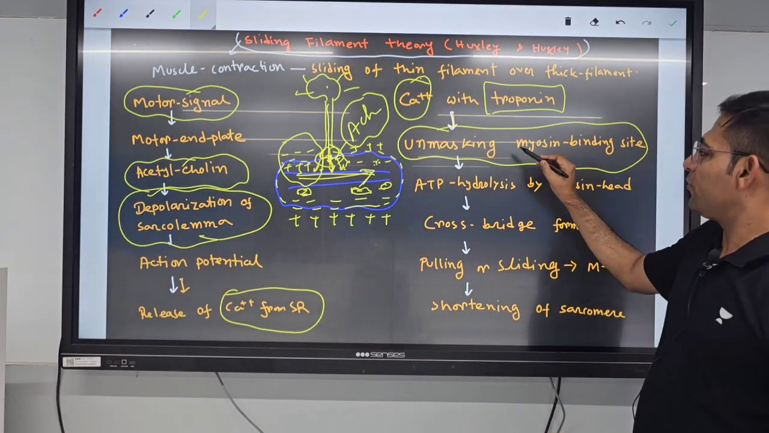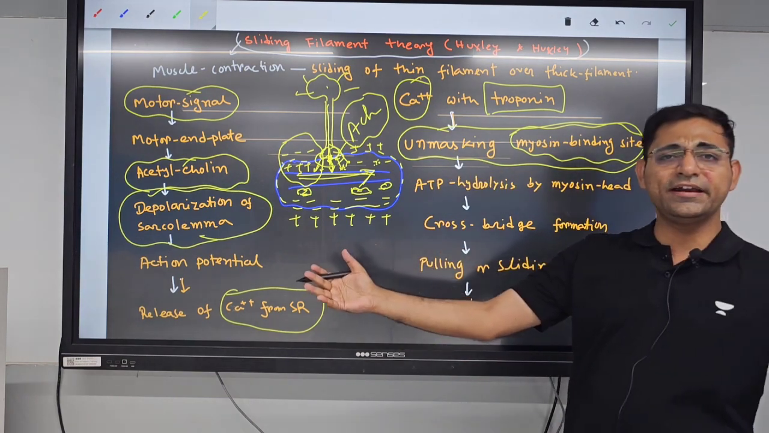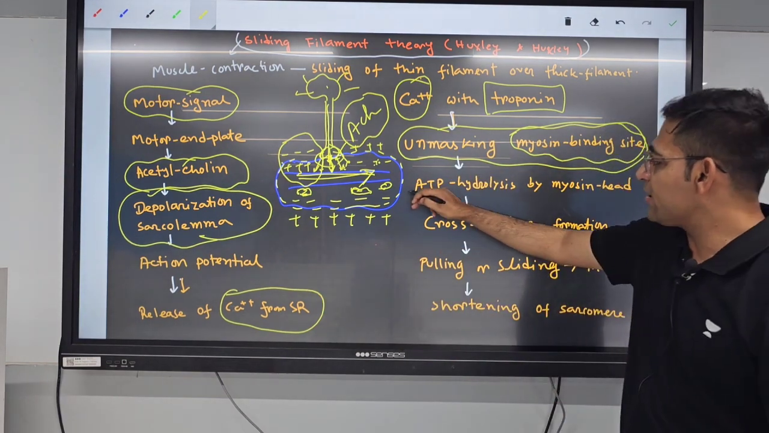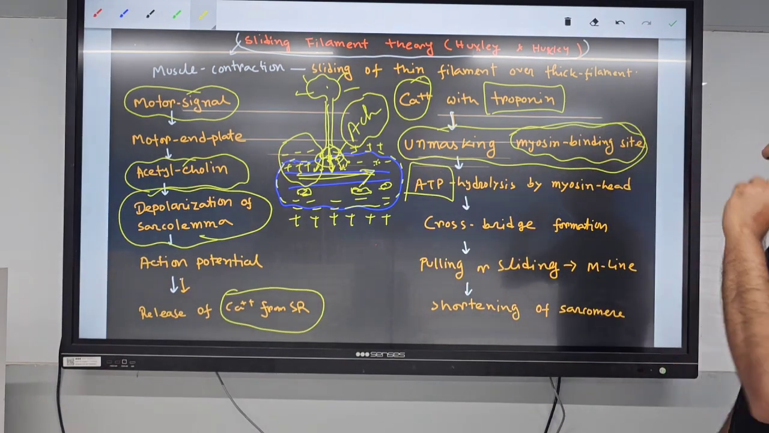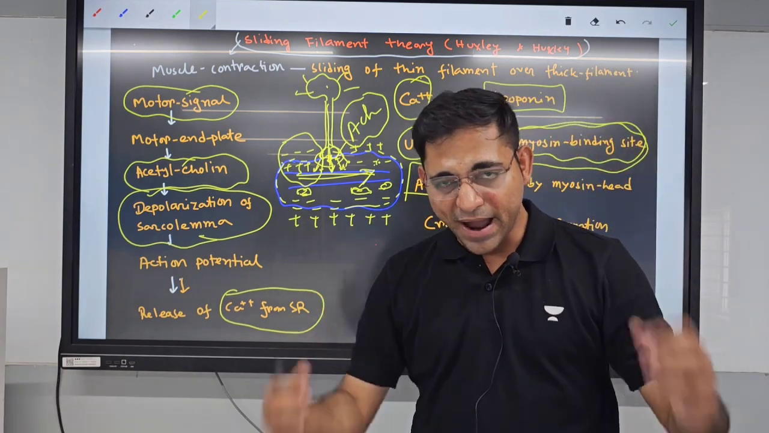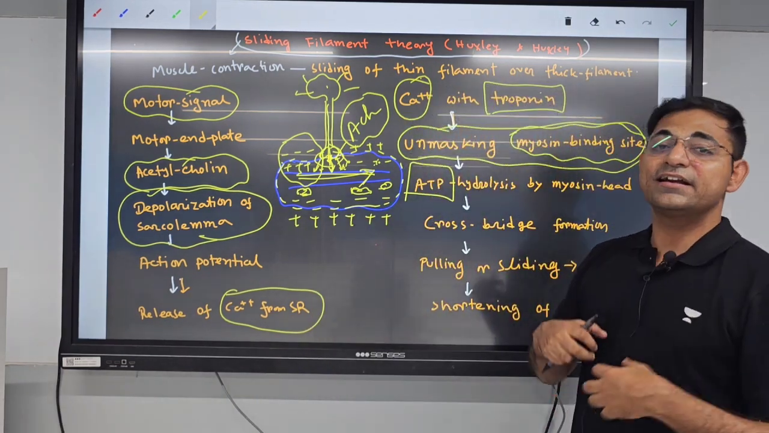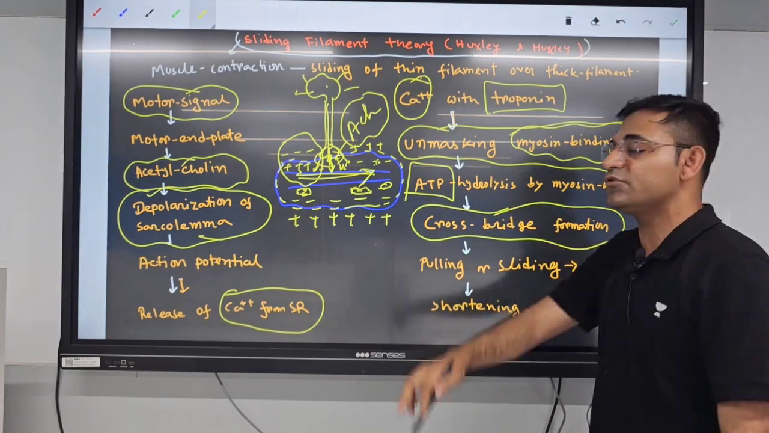Okay. Now as soon as there is unmasking of actin, actin is free to interact with myosin. Myosin will catch ATP, it will hydrolyze ATP, it will break down ATP and it will produce energy. And when it gets recharged with that energy, it will form a cross bridge with actin.